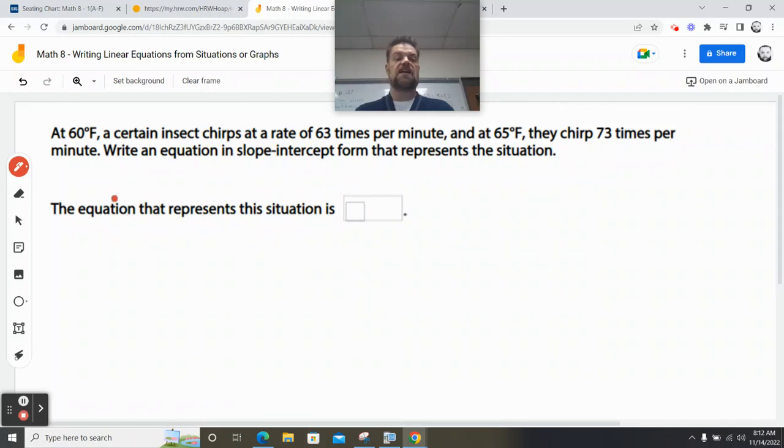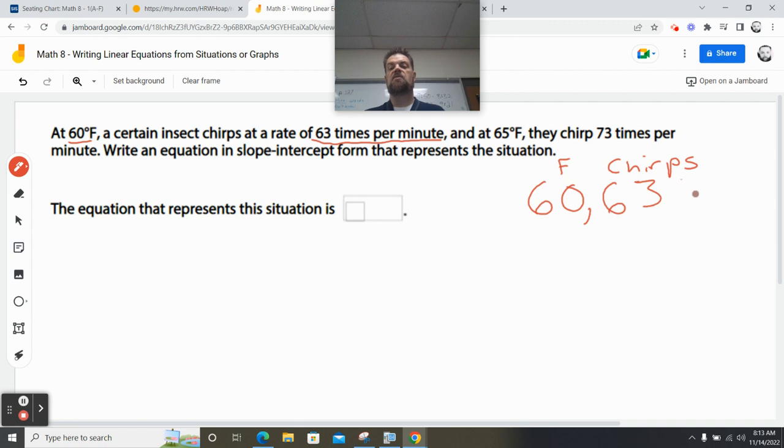So this one says at 60 degrees Fahrenheit, insects chirp at 63 times per minute. So guess what? That's 60, comma 63. So the implication is that the temperature has an impact on the chirps.